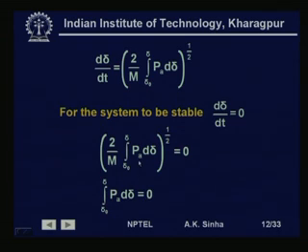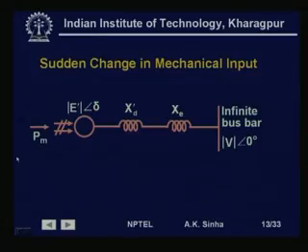What does it really mean? It simply means that the area under the accelerating power curve from delta 0 to delta must be equal to 0. That is, from the initial operating point delta 0 to the final operating point delta, the area below the accelerating power curve must be equal to 0. Let us see how we use this for stability study.